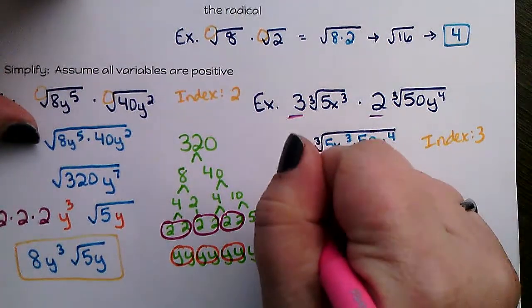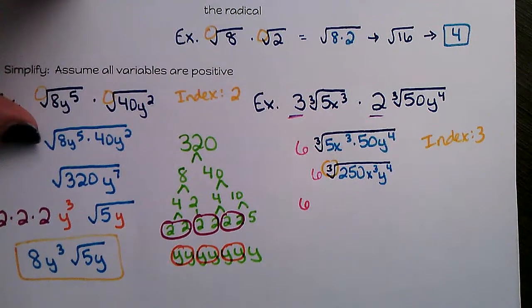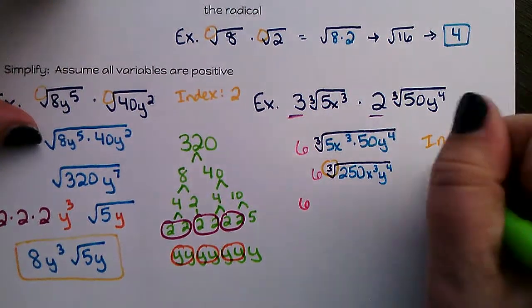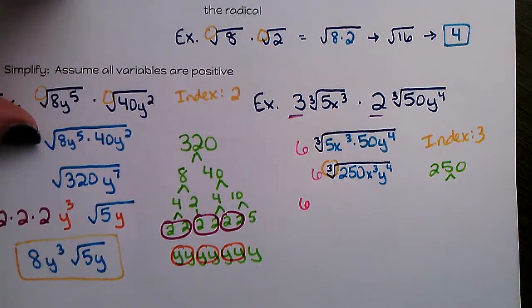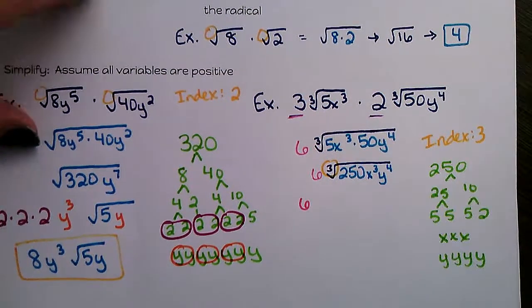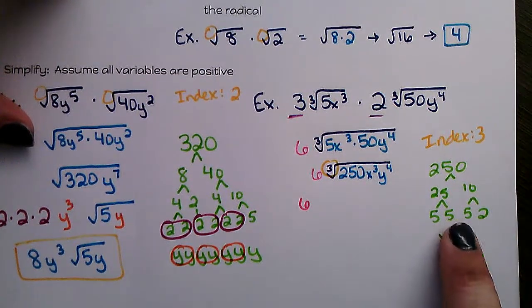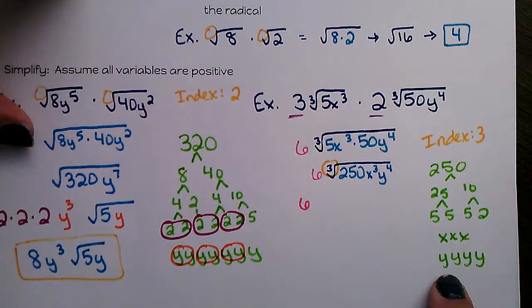So we're going to leave our 6 alone out here, but we're going to make a factor tree. Sorry, my Chromebook just went wonky. We are going to make a factor tree of 250. And we are going to write out all the x's and all the y's. So let me do that. So my factor tree of 250 gave me 5, 5, 5, and 2. And I had 3 x's and 4 y's.